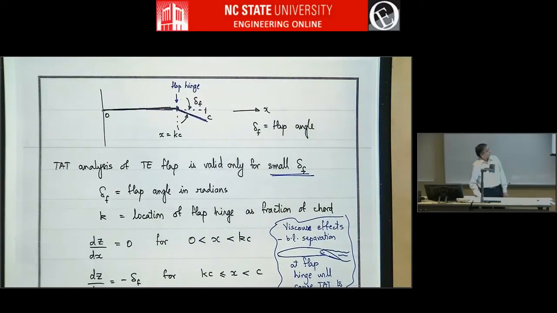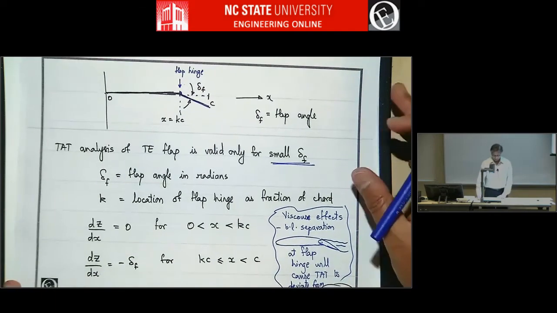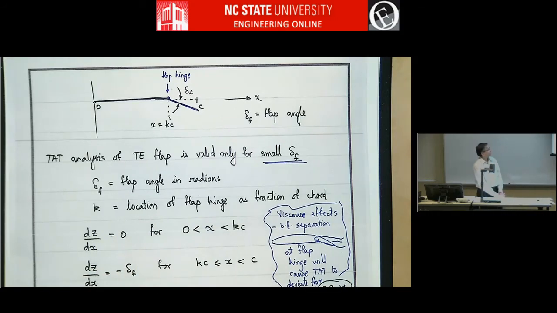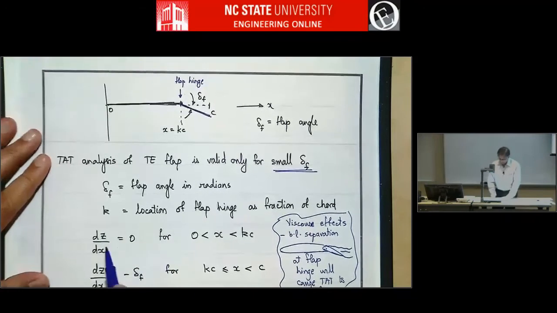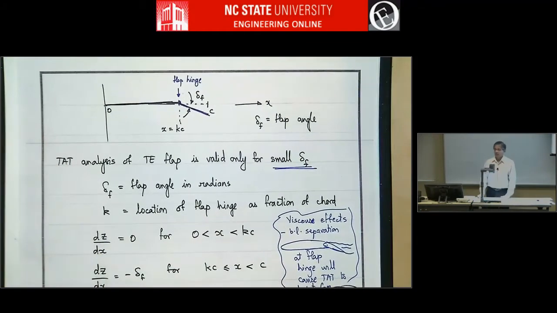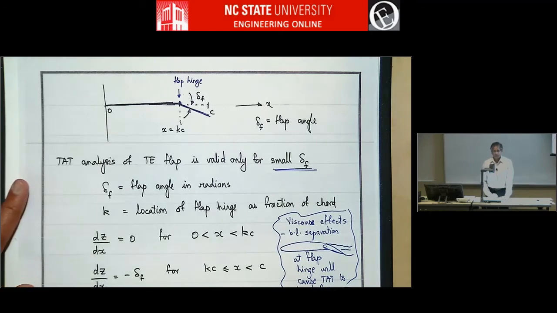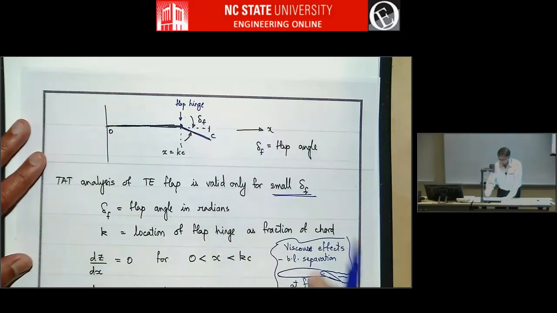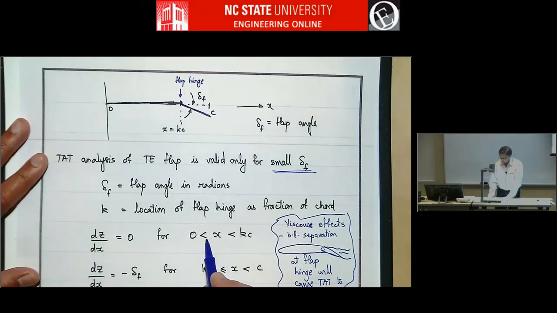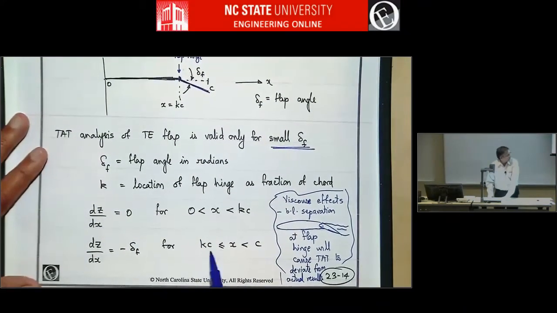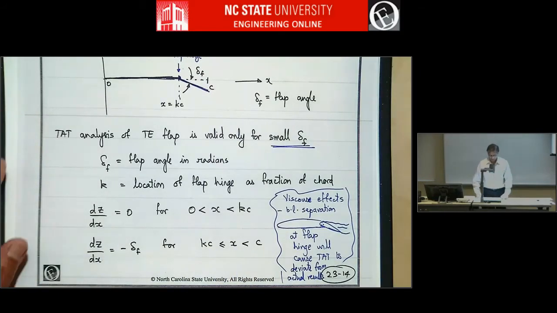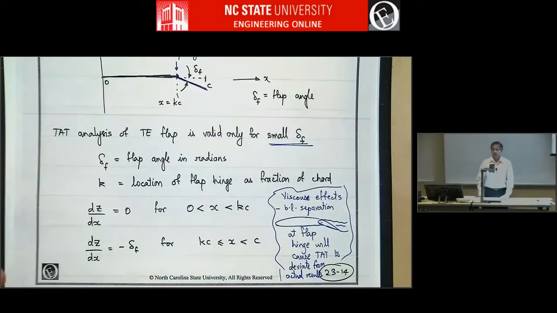Okay, so we have to put this in thin airfoil theory, and so we're going to say if this is the flap deflection, this is the location of the flap, as a fraction of chord. And so thin airfoil theory requires this dz dx, which is the slope of the camber line. And because we are choosing a symmetric airfoil, dz dx is 0 everywhere up to this point. So from 0 to kc, dz dx is 0. And from kc to c, for x equals kc to c, dz dx is minus delta f, because that's the slope of this camber line.